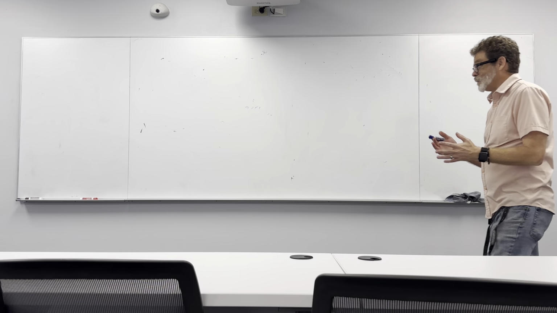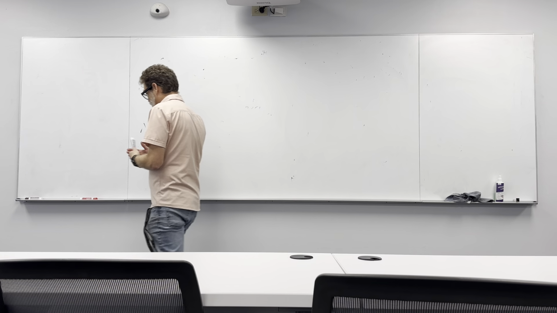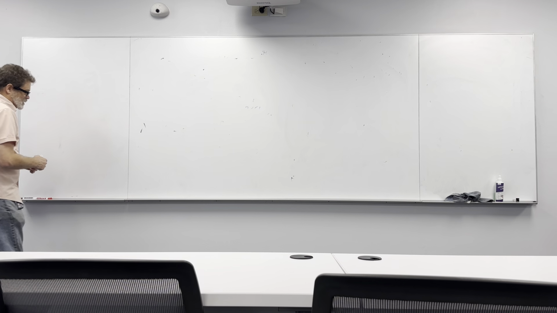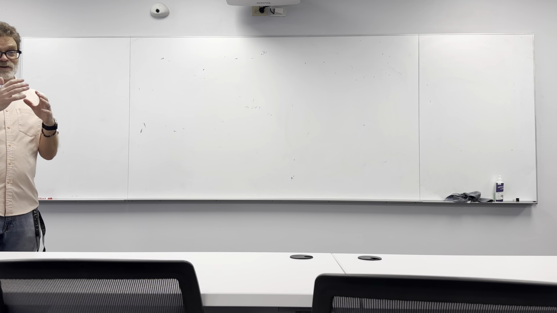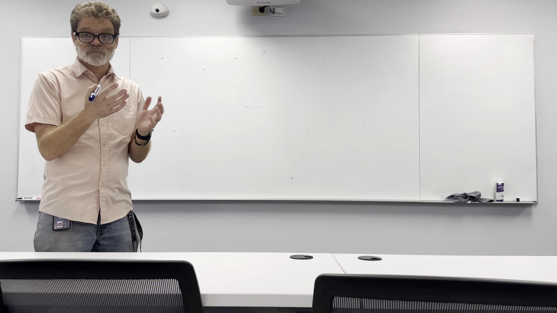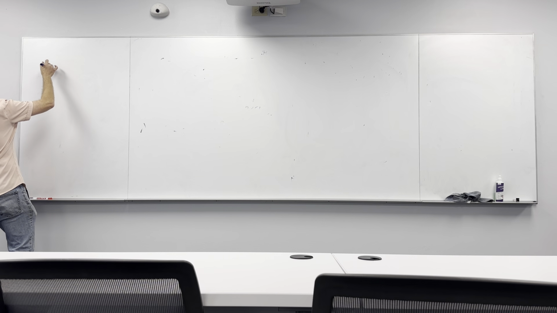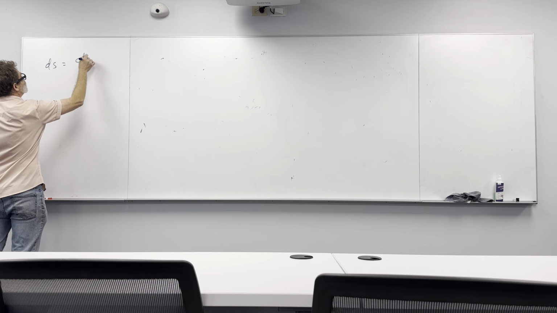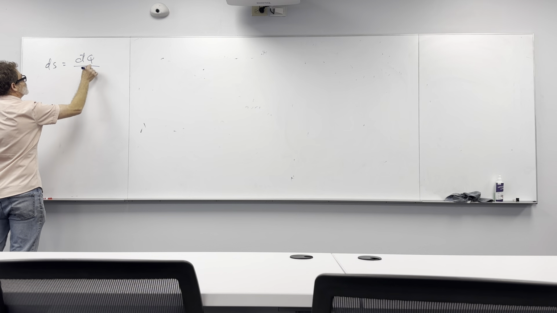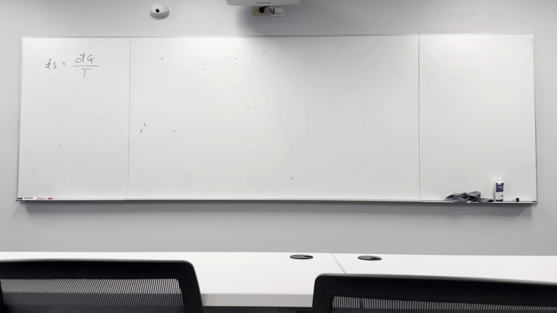Okay, so how do you calculate entropy? Well, to start, when they first discovered entropy, they didn't know actually what they were measuring. They could just calculate the change in entropy. Okay? So this is the formula to calculate the change in entropy. dS is đQ over T.